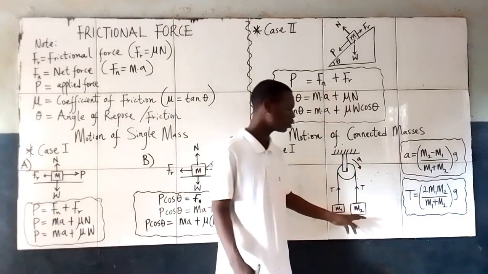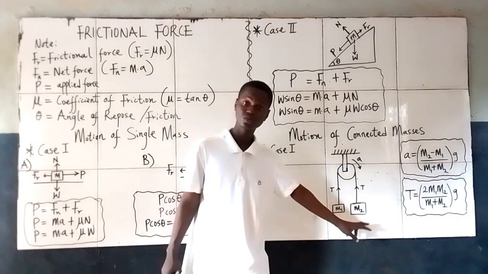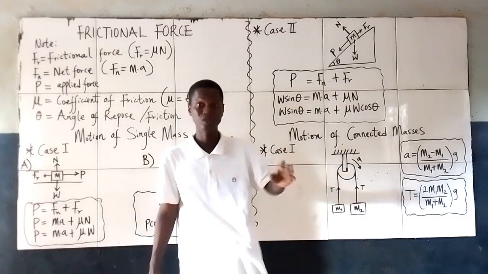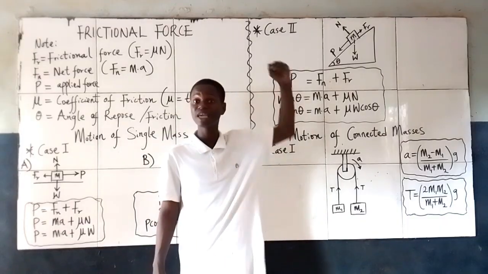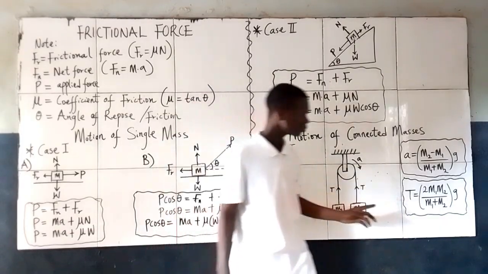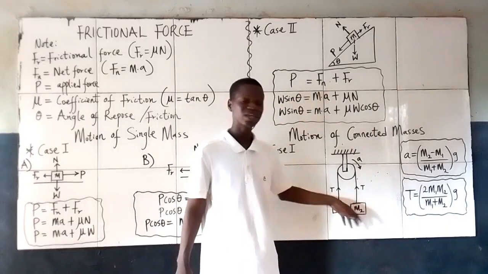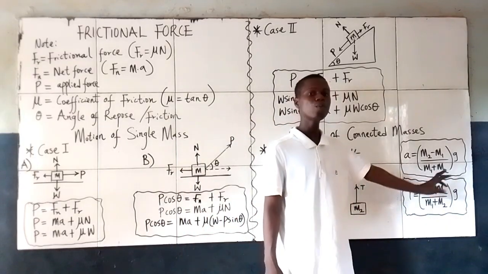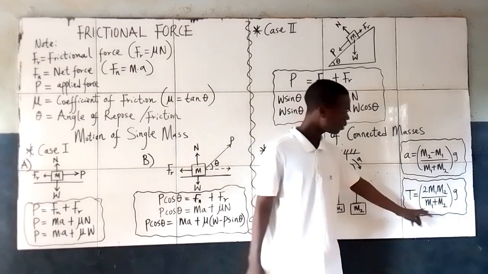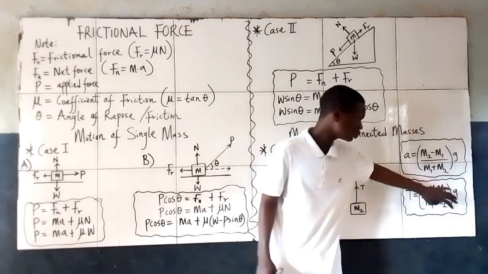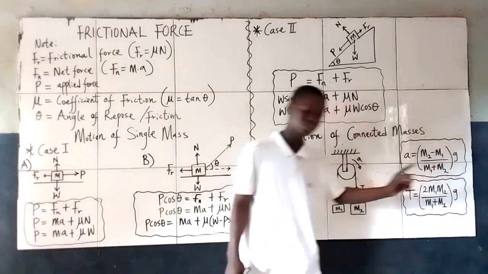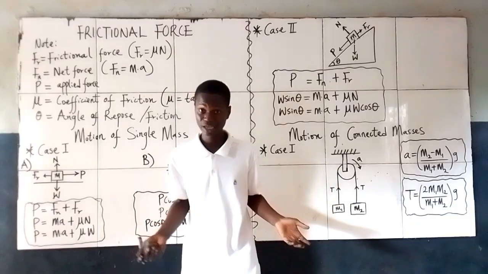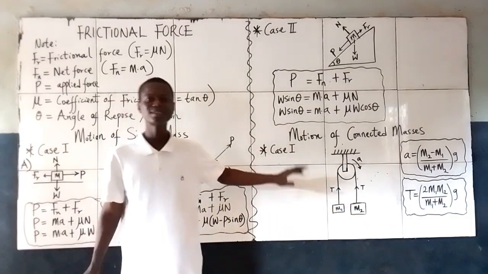And mind you, the acceleration of M2 is equal to that of M1. So they are moving with the same acceleration. Likewise, they have the same tension acting on them. To get the tension acting on either of these two bodies, the formula to use is 2 M1 M2 divided by M1 plus M2, the resultant of what you get here, times gravity. That will give you the tension in these ropes, and both tensions are the same. So guys, this is for case 1.